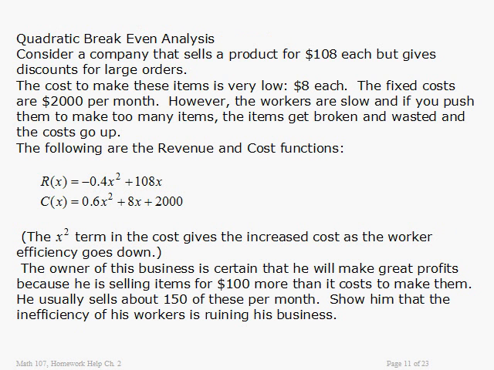Here's another break-even analysis, but it's quadratic. The break-even analyses that we did before were linear functions. So your revenue, so kind of down here, your revenue looked like this, your cost looked like that. You find where it crossed, and that is your money axis, and here's the number sold. That's a linear break-even analysis because you're dealing with straight lines. This is quadratic because the functions that make up the revenue and the cost have an x squared term in them. So their graphs are going to be parabolas.